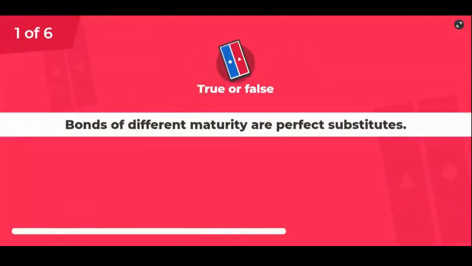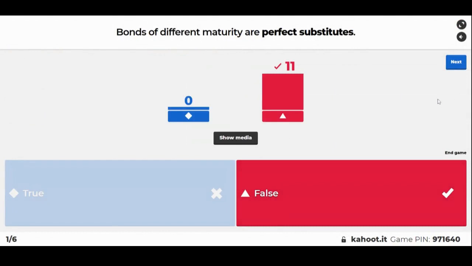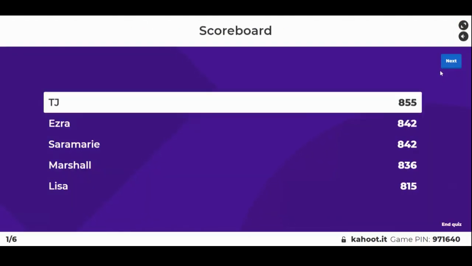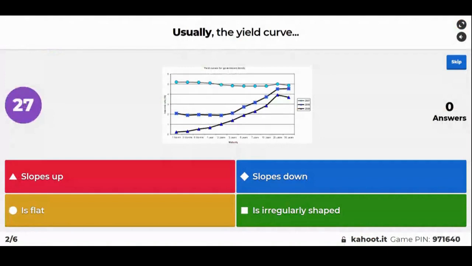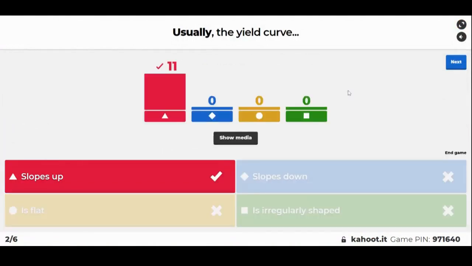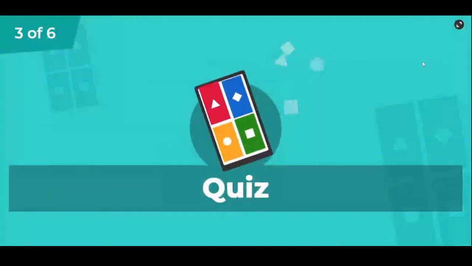First question, true or false? Bonds of different maturity are perfect substitutes. Is that true? Or is it false? Very good. You all got it right. Next. Usually the yield curve does what? Slope up, slope down, is it flat or is it irregular? Very good. Good job.